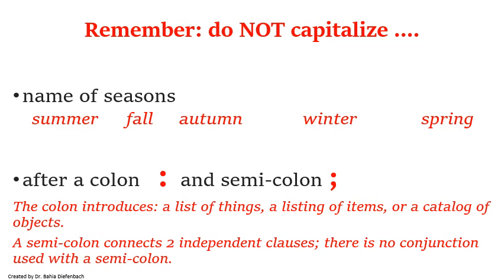And also after a colon, we don't start with a capital letter, and semicolon, the same thing. Remember, the colon is used to introduce a list of things. It introduces a listing of items or a catalog of objects. Notice after the colon, we don't have a capital letter. Same with the semicolon. It connects two independent clauses. There is no conjunction used with the semicolon. So after the semicolon, we do not use a capital letter.